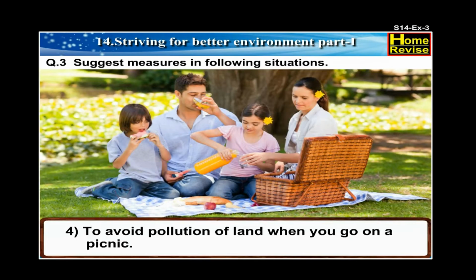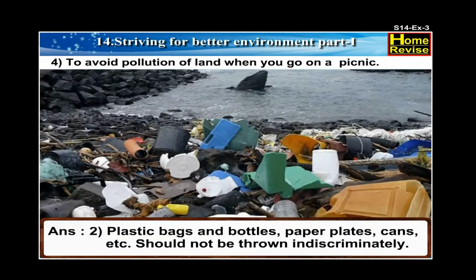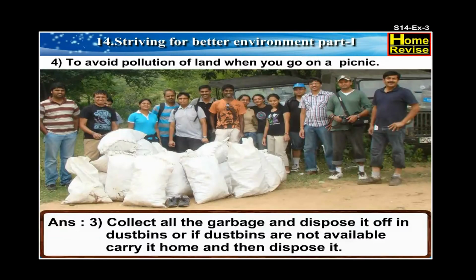Four. To avoid pollution of land when you go on a picnic. Answer. We should not litter garbage here and there at the picnic spot. Plastic bags and bottles, paper plates, cans, etc. should not be thrown indiscriminately. Collect all the garbage and dispose of it in dustbins, or if dustbins are not available, carry it home and then dispose of it.